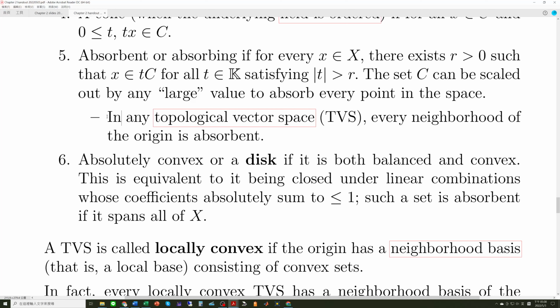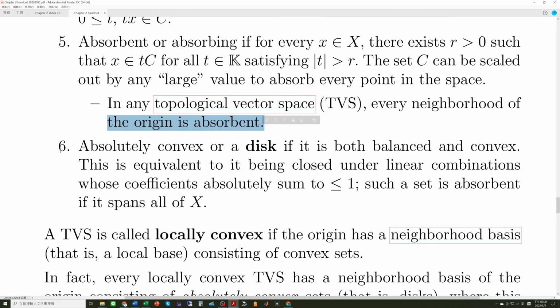Next, let us see in any topological vector space. We will introduce what is a topological vector space later, which is abbreviated TVS. Here, in a TVS, every neighborhood of the origin is absorbent. 6. Absolutely convex or a disk.